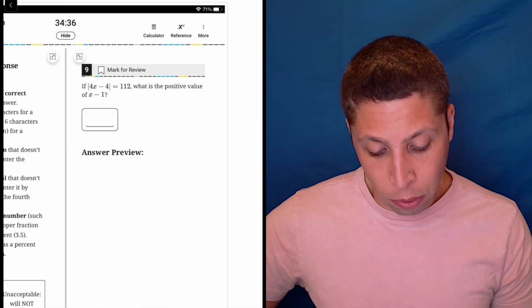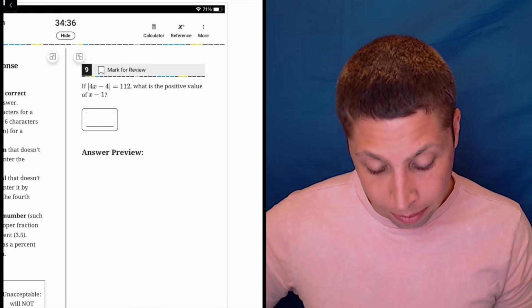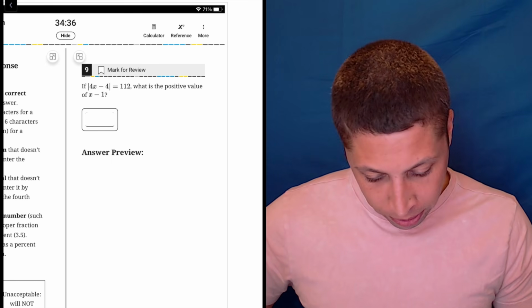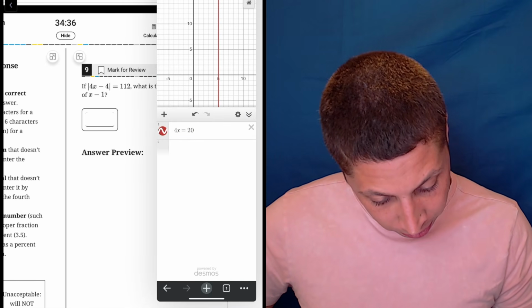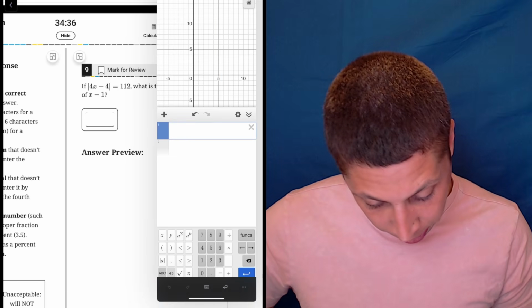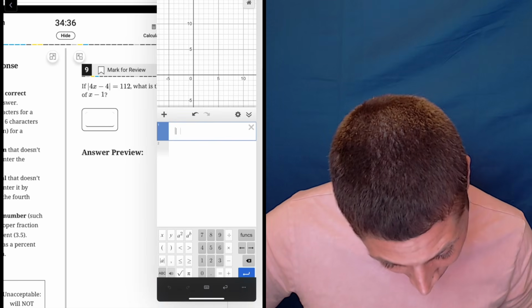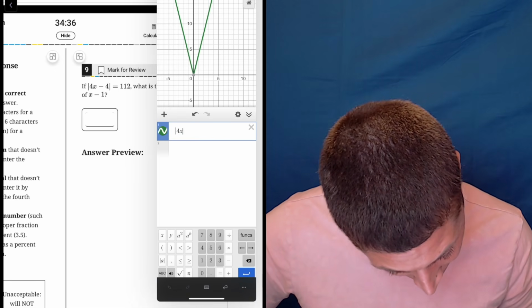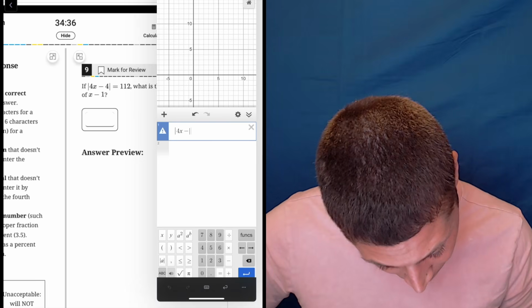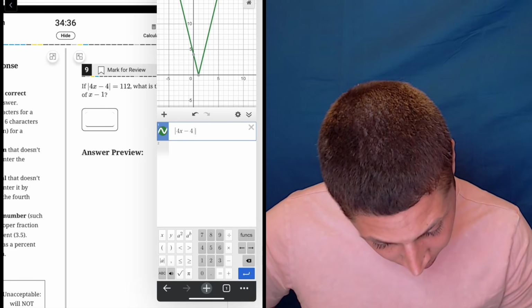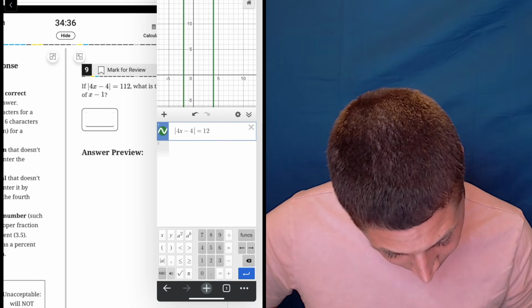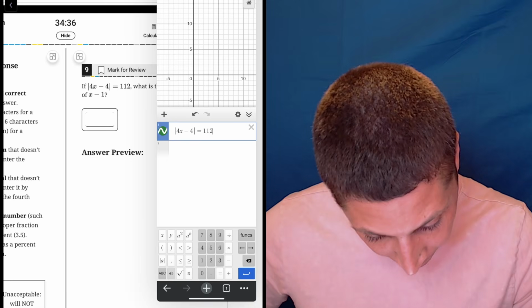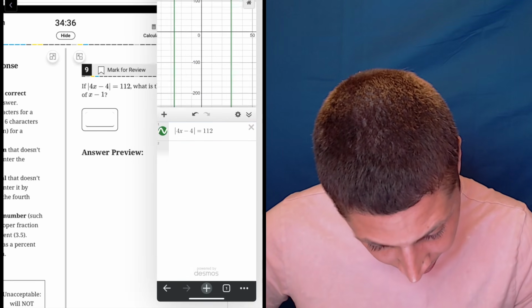If the absolute value of 4x minus 4 equals 112, what is the positive value of x minus 1? Okay. So this feels like a Desmos situation. Let's give it a shot. Clear, and how do you do absolute value? Here you go. Absolute value of 4x minus 4 equals 112. Oop, man, this thing stinks. Okay, so I don't see anything. Let's find it. There it is.